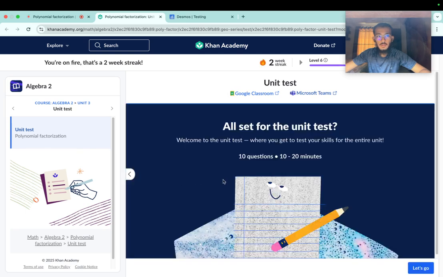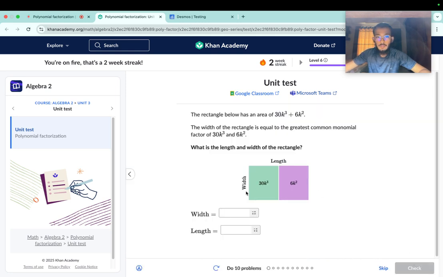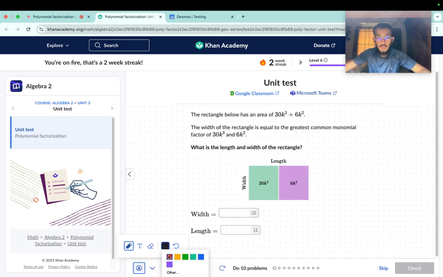All right, let's get started with our unit test for polynomial factorization. What do we have for the first question?